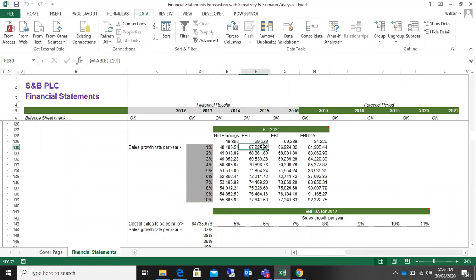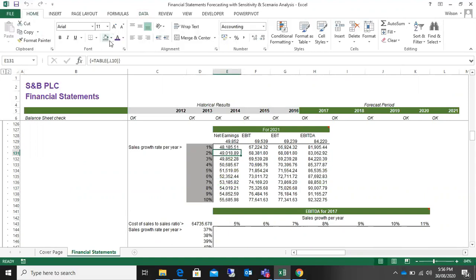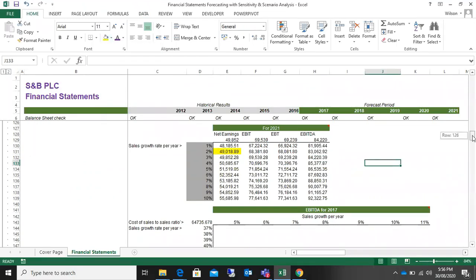48,185. Our EBIT will be this, and our EBITDA will be this. If it is now 2%, our net earnings will be this, EBIT will be this, like that. So that is what it means. Do you get? So let's see if this works. I'll put this in yellow. Okay. Then I'll come here.